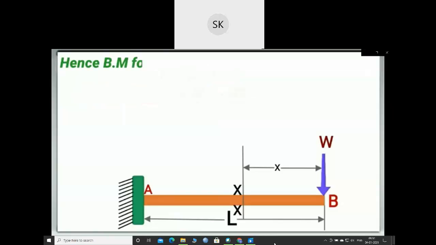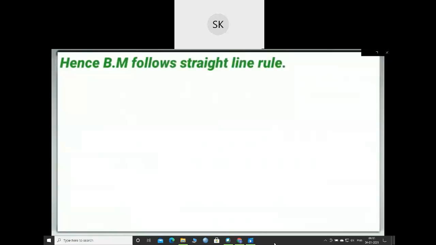Hence, bending moment follows the straight line rule, since the derived equation for bending moment relates with the equation of a straight line, which is y equal to mx. But in this case we got a negative slope as minus w, so the bending moment diagram will be drawn below the baseline.